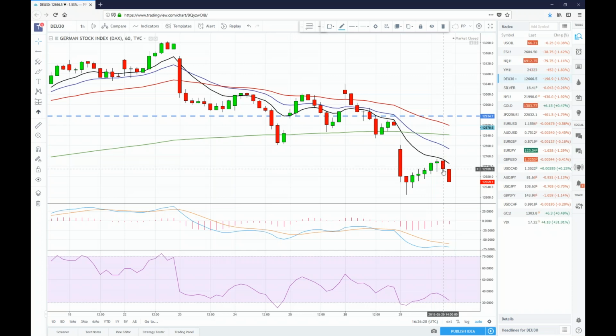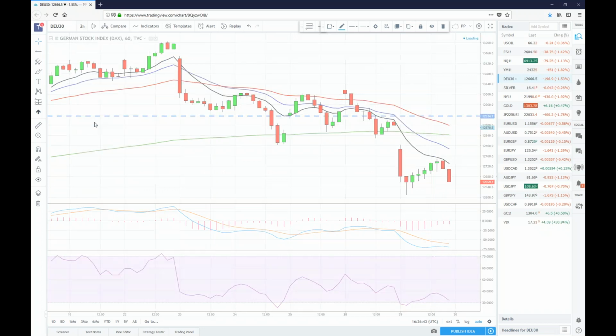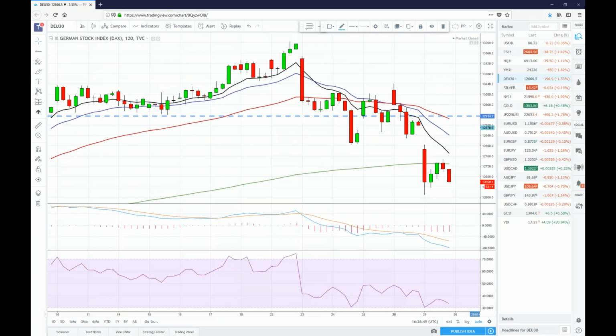And we will see that this setup here, trend continuation, is what we're looking for. The daily chart is giving me the downtrend. The hourly chart is telling me the same thing. The 2-hour chart is telling me the same thing, and so on.